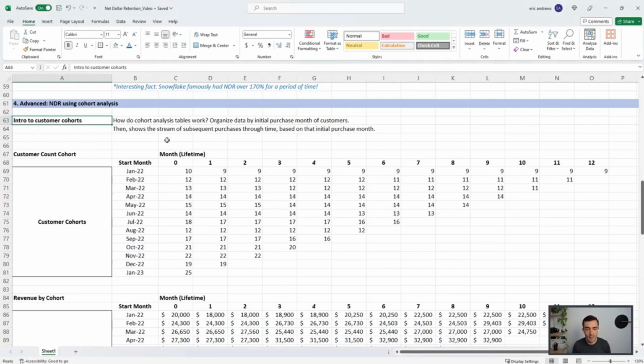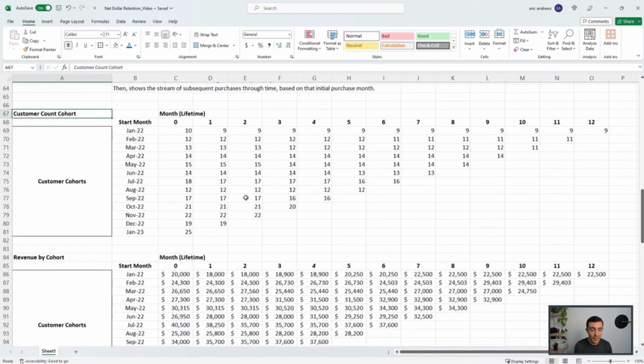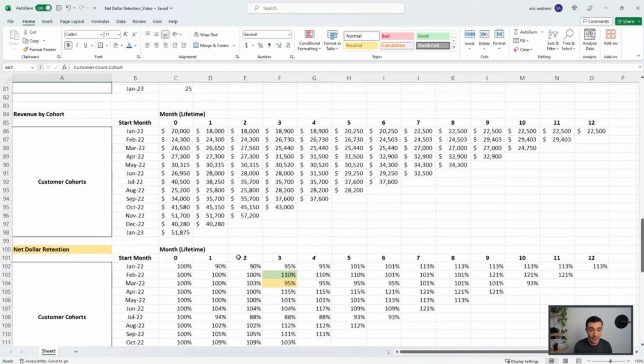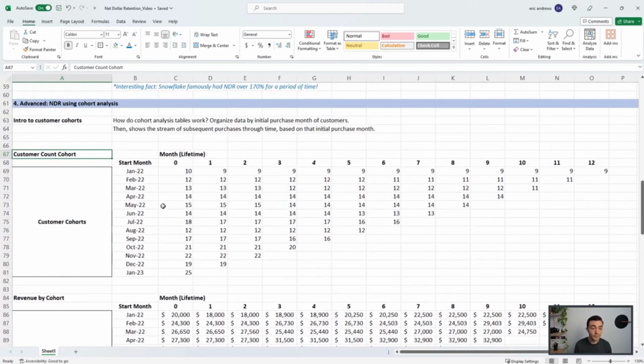So how do cohort analysis tables work? They organize your customer data by initial purchase month of customers. Then they show the stream of subsequent purchases of those cohorts of customers through time based on that initial purchase month. And these are the most accurate way to measure your customer retention, not only for software businesses, but for all business models. So first we're going to look at a customer count cohort, then we're going to look at a revenue cohort, and then finally we're going to dive into the net dollar retention cohort.